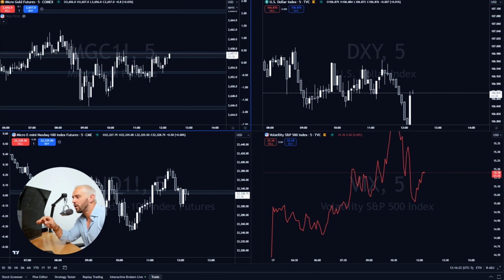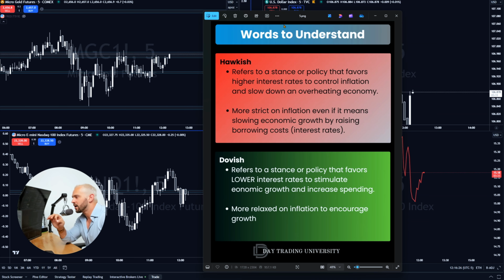Before we can get into what I want to see for tradable opportunities, there's 2 words that I need you to understand. And we're going to cover some quick terminology. Number 1, I want you to understand the word hawkish, right? So this refers to a stance or policy that favors higher interest rates. Higher interest rates control inflation and slow down an overheating economy, right? So I hope that's not too wordy. Basically, the word hawkish is more strict on inflation, even if it means slowing economic growth by raising borrowing costs, which, for those who don't know, borrowing costs is interest rates, right?